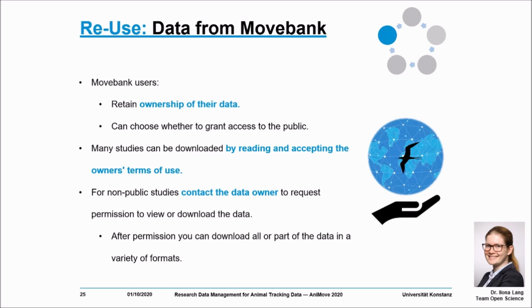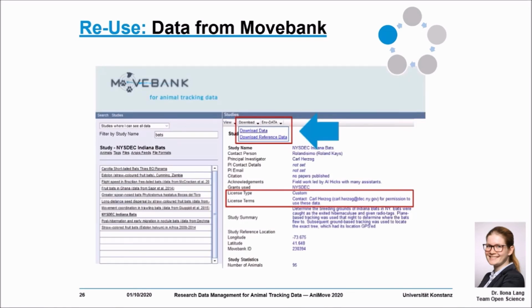Movebank offers a role management system which can be used to manage who is allowed to access one's data and who isn't. If you get access to the data you want, you can then download it as you would public data. Here you can see where the download button for each dataset is. The second red box marks a license note for the dataset. In this specific case, the user chose a custom license and defined that users interested in the data have to contact him to ask for permission for data use.